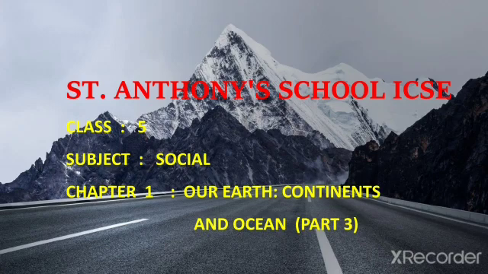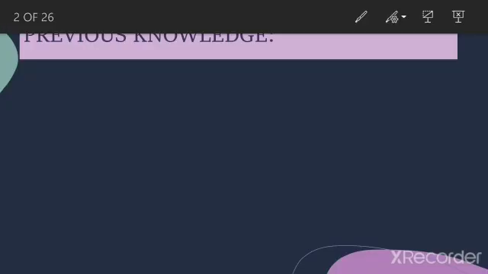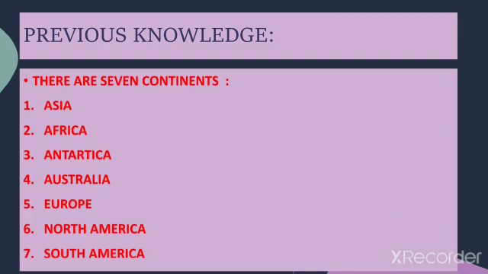Let us continue the chapter 1, our earth, continents and ocean. Students, do you remember what we had learnt in our last class? Yes, we had learnt what is continents. Students, what is continents? Big land masses on the earth's surface that are surrounded by water on all sides are called continents.